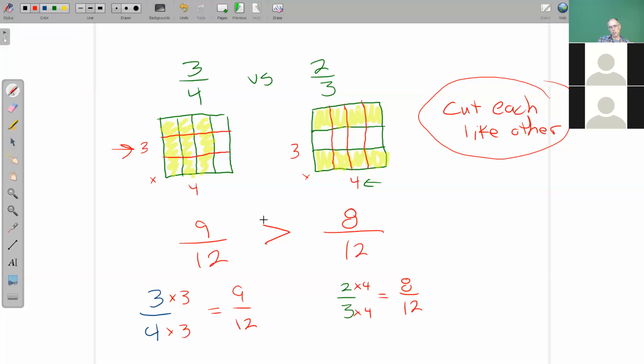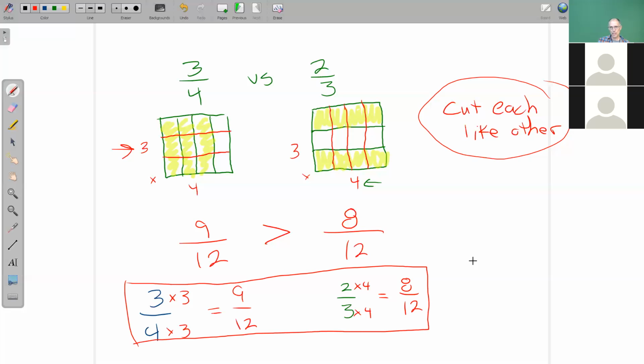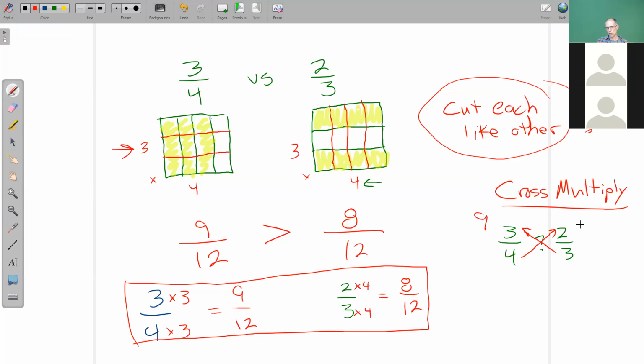There's still a shortcut to doing this, so I can come up with that idea here. The easiest possible way to do it is to do a cross multiplication for a comparison. And so what I do is I say, okay, I've got this 3/4 here. I'm not sure how it's related to 2/3. And what I do to reconcile that is I do a cross multiply like this. And that is like the physical cutting each cake like the other. 3 times 3 is 9, 4 times 2 is 8. 9 is bigger than 8, so the 3/4 has more stuff than the 2/3.